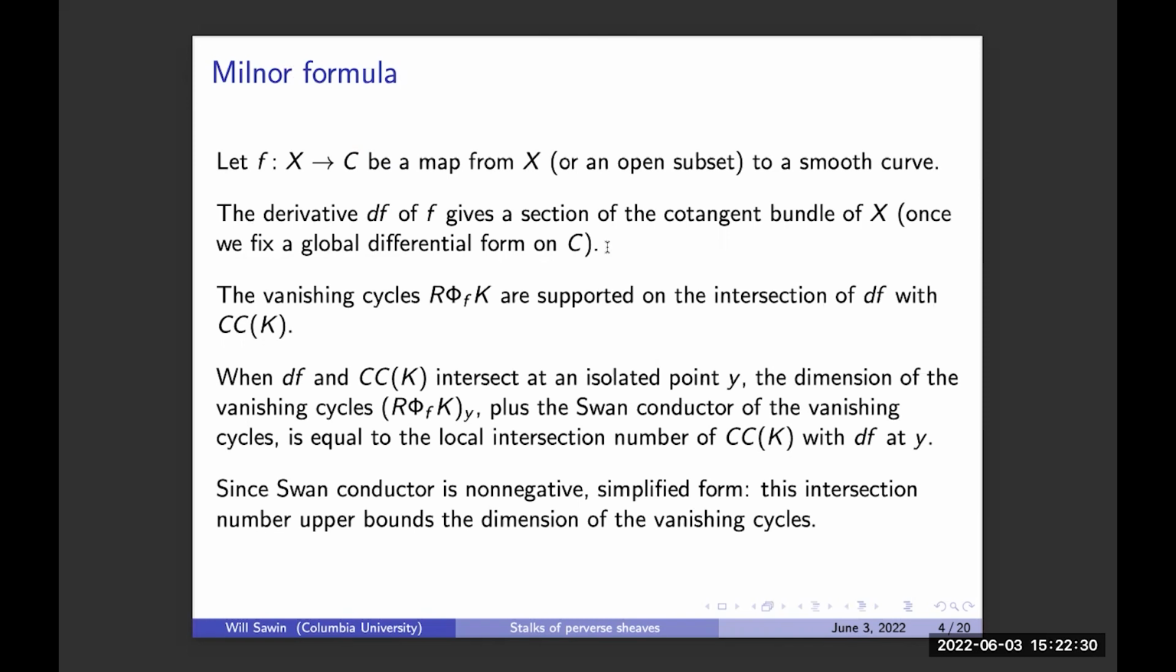We're going to look at the vanishing cycles complex of the perverse sheaf K along the map F. And the first property that the characteristic cycle should satisfy is that the vanishing cycles should only exist on the intersection of df with this cycle. And when that intersection is isolated, so that means that the vanishing cycle sheaf will have an isolated point of its support, then the intersection number carries a meaning.